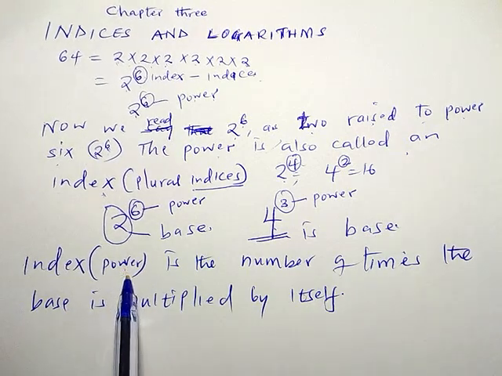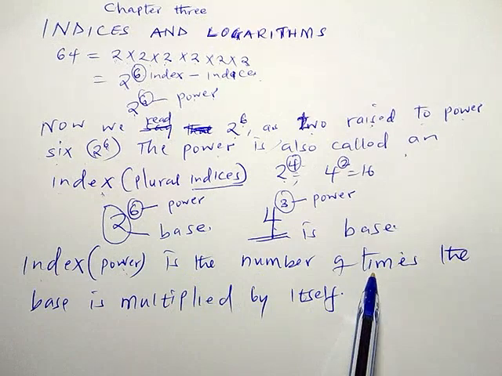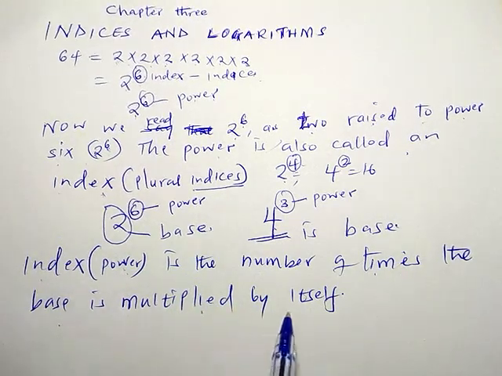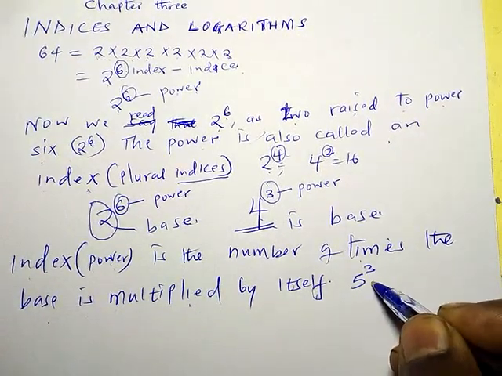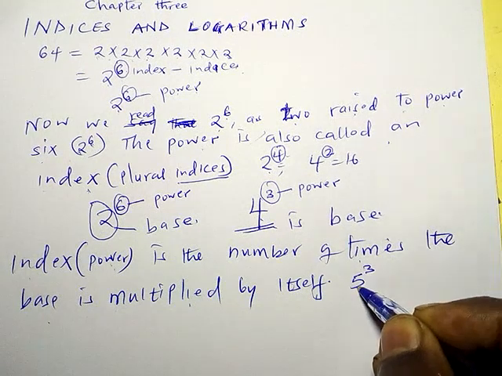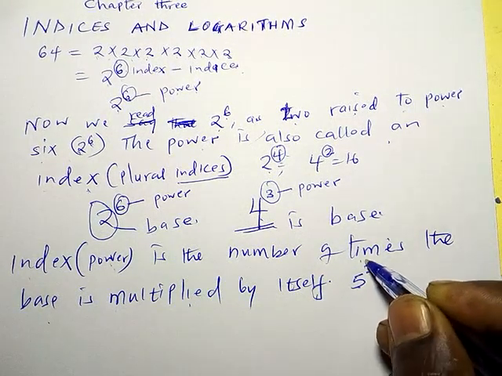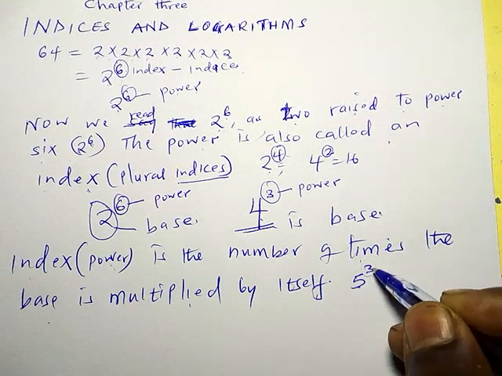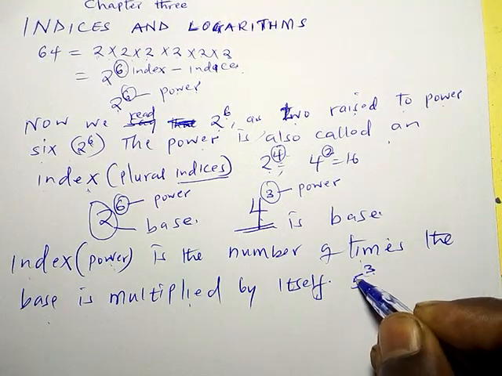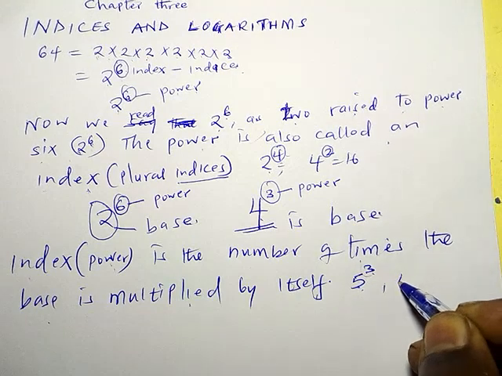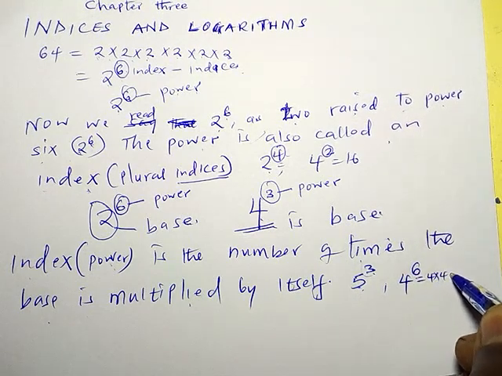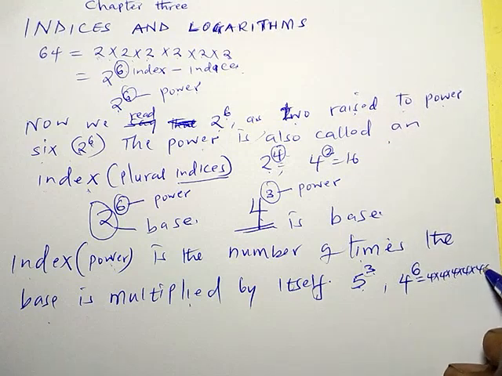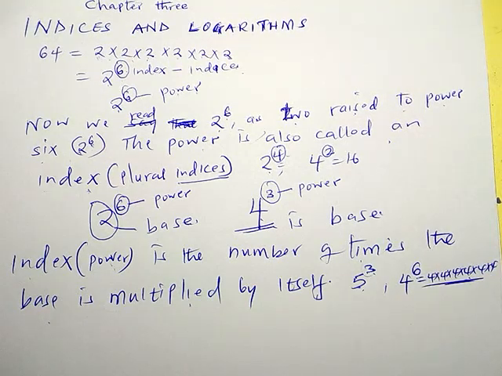So what is a power? A power or index is the number of times the base is multiplied by itself. So if I have 5 raised to power 3, I am saying that this base is multiplied by itself how many times? 3 times. Therefore, the power, the index, tells us how many times the base has multiplied by itself. 4 raised to power 6 tells me that this 4 is multiplying by itself 6 times: 4 times 4 times 4 times 4 times 4 times 4. That is what it means.